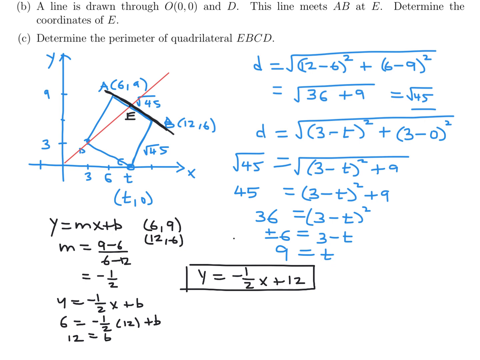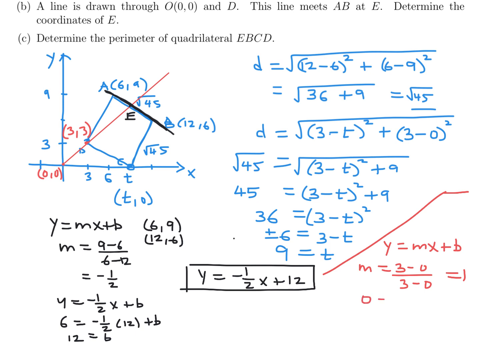And then for the red line, I've got two points: the origin, and (3, 3). So I'll use those two points. Same story: y equals mx plus b. M in this case is rise over run, which is 3 minus 0 over 3 minus 0, which is just 1. And then to figure out b, with (0, 0), b is 0. So this is just y equals x, that line that's in red.